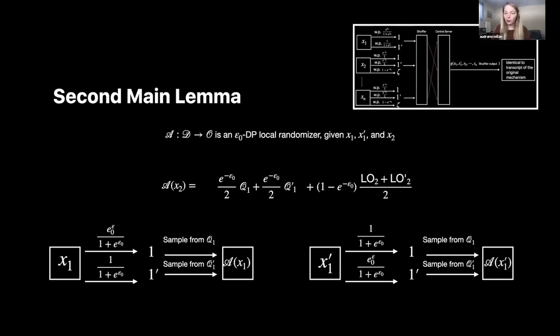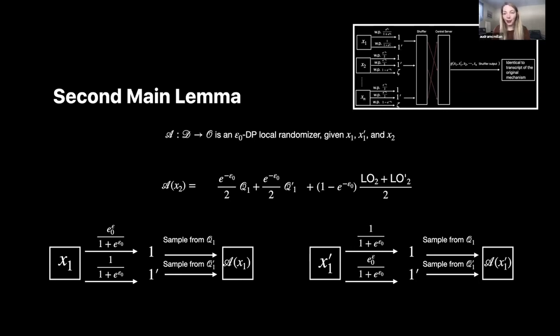So whenever we see a 1, we sample from Q1. Whenever we see a 1 prime, we sample from Q1 prime. But this zeta, when I see a zeta on the central server, I don't know who it came from. I don't know if it came from x2, x3, where it came from. Okay, so what I need to do is make sure that that is fine, or why that is fine.